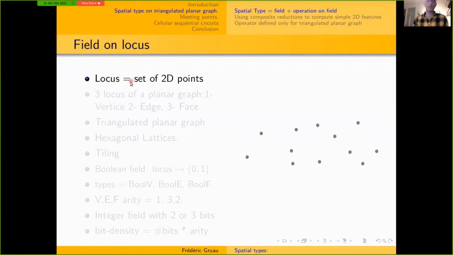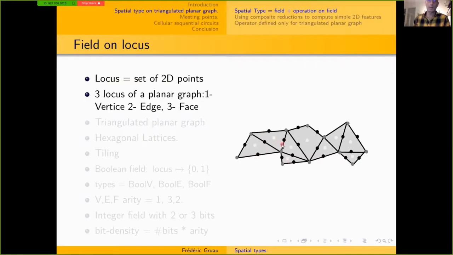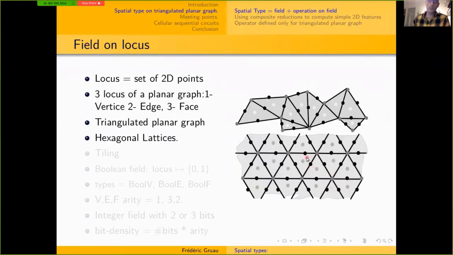We call locus a set of 2D points, and we consider 3 locus associated to a planar graph: the vertex, the edge, and the face in light grays. We will focus on triangulated planar graphs. So here an edge is missing. Our approach works for arbitrary triangulated planar graphs. However, we'll consider a regular hexagonal lattice for simplicity.